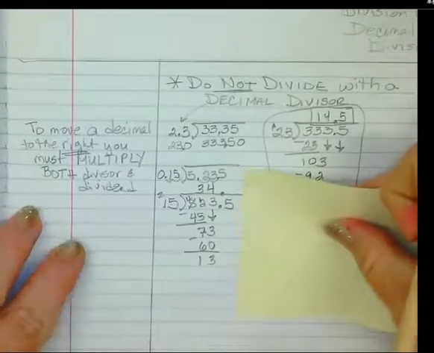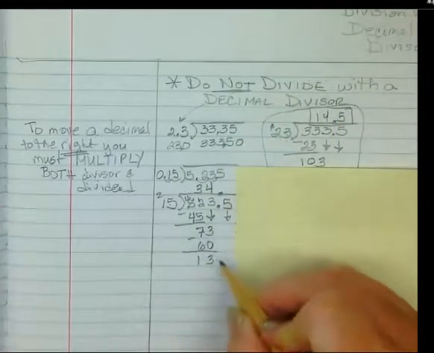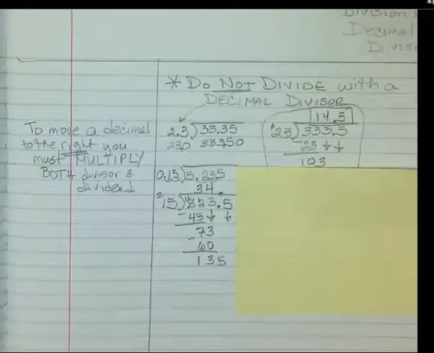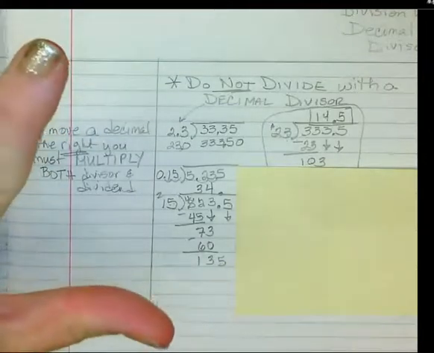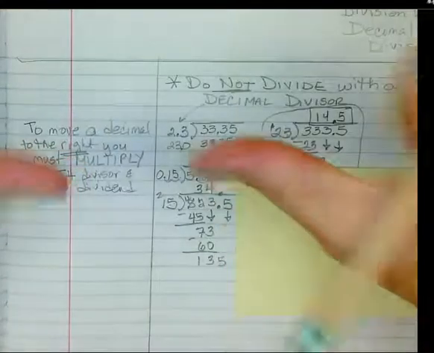All right. Let's go down here. We're at our decimal. We've got our 5. We bring that down. 15 goes into 135. Well, let's see. 15, 30. So 2 is 30. 60. 90.